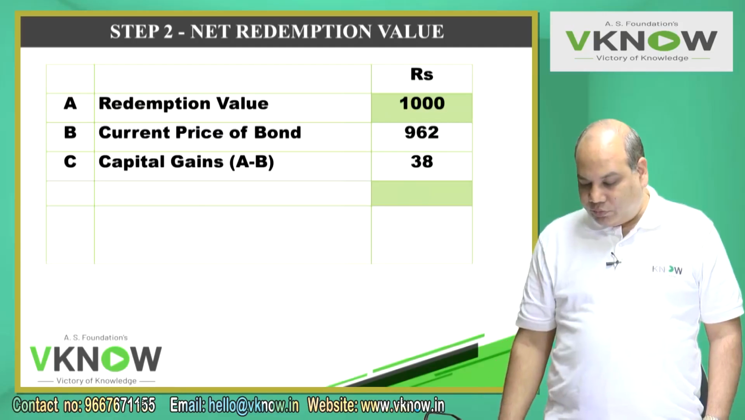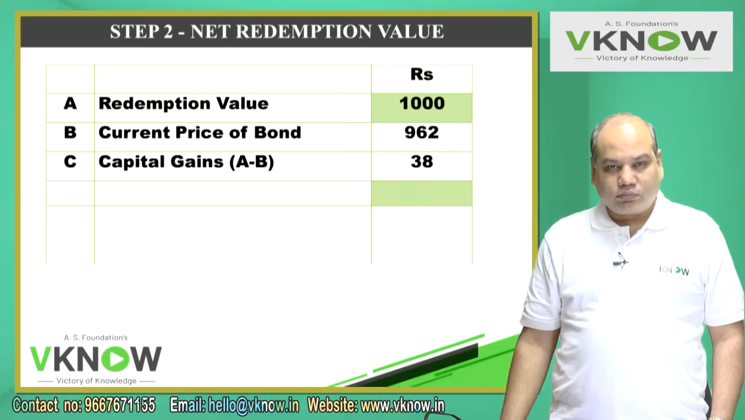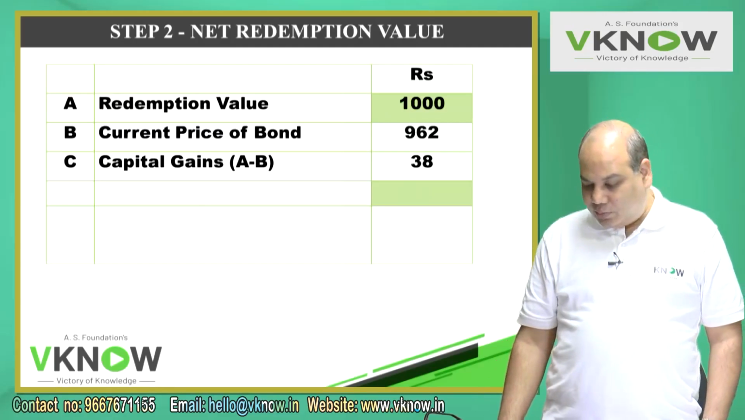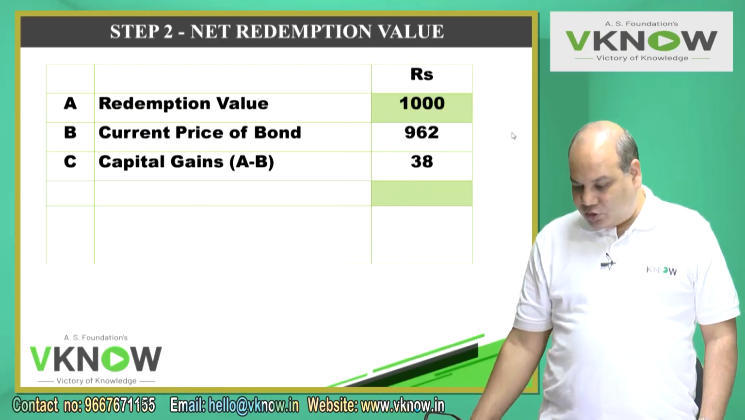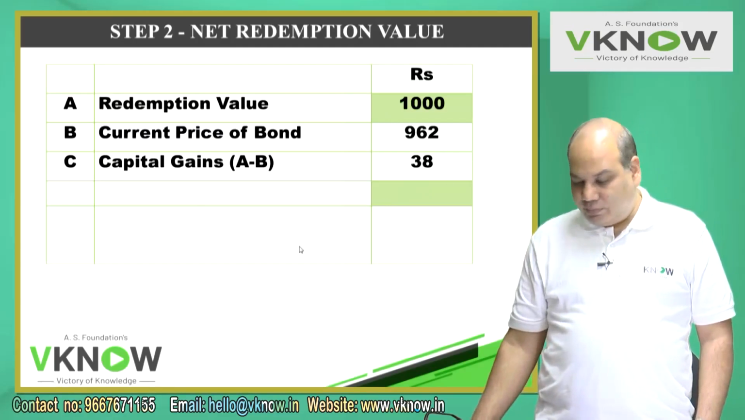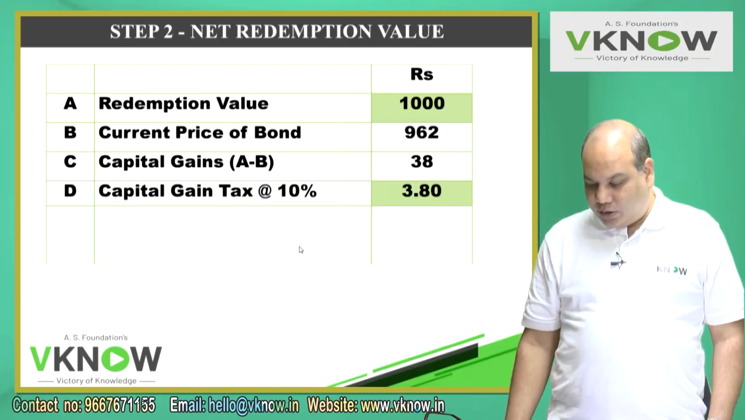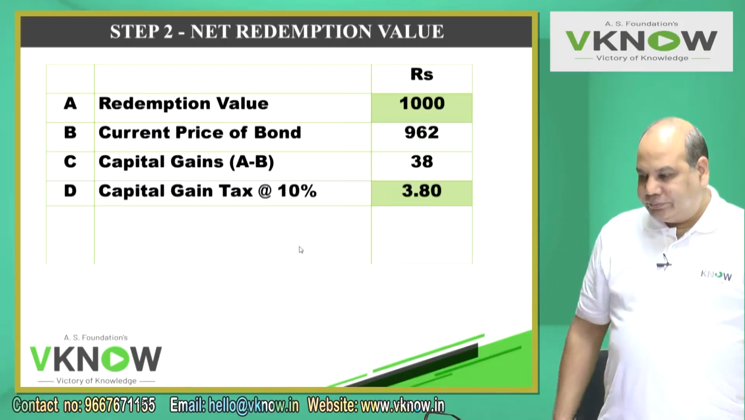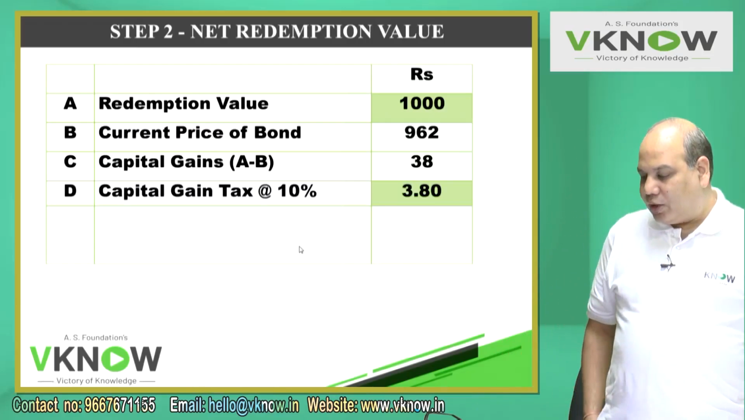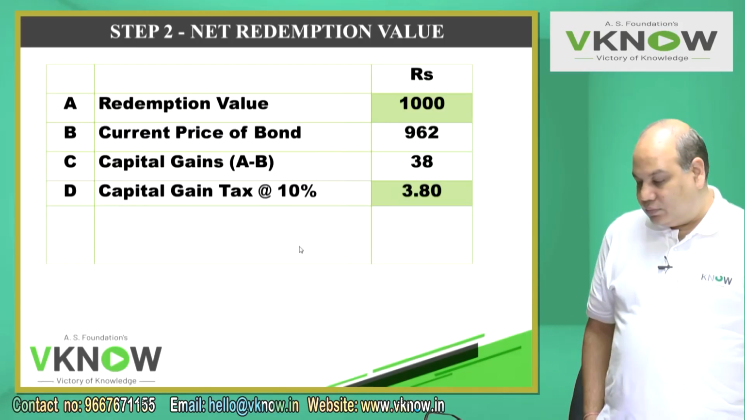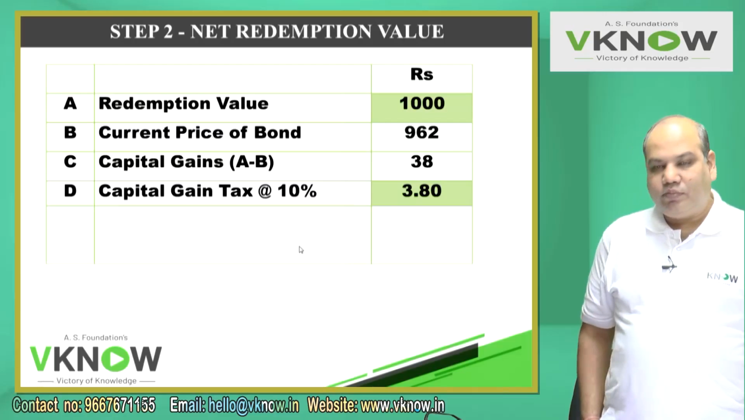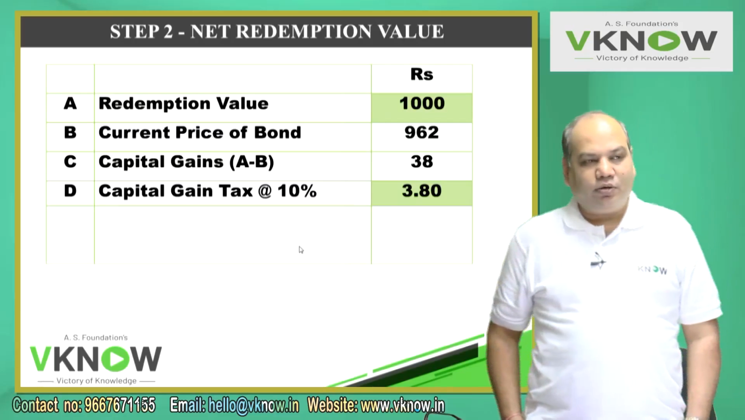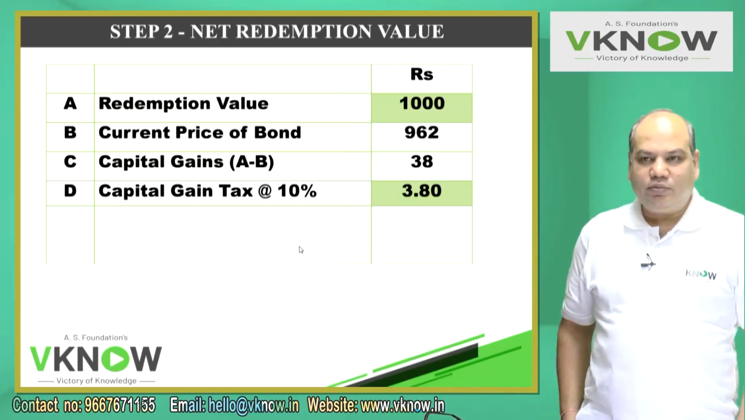Point number C, capital gain. Capital gain will be A minus B. Just check, is it 38 rupees? So you have to pay a capital gain tax. Point number D, capital gain tax at the rate of 10%, which is 3.80 rupees.